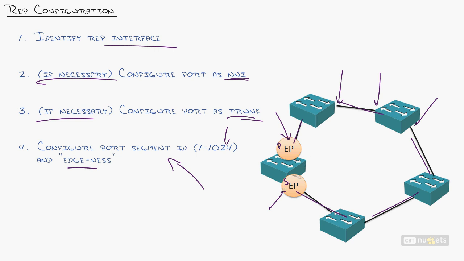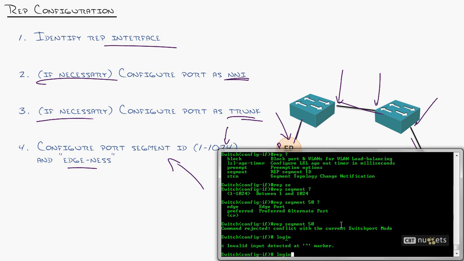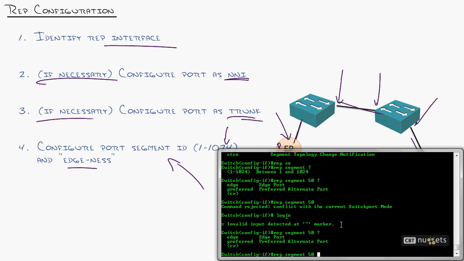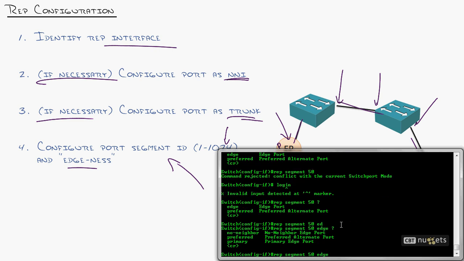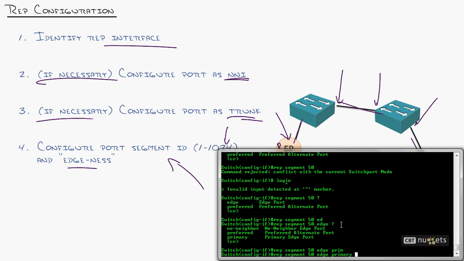Now, if you configure both of these as primary, it's not going to explode. It's just going to say, okay, well, it looks like we have a tie. I'm going to use the port priority to break the tie. One of them will become the primary. So better off knowing where it is. So let me hit the up arrow, rep segment 50, and I'll just say edge followed by primary. Now watch what's going to happen.